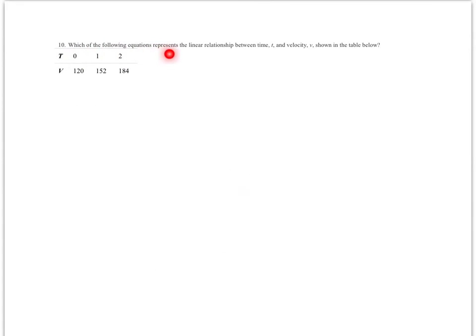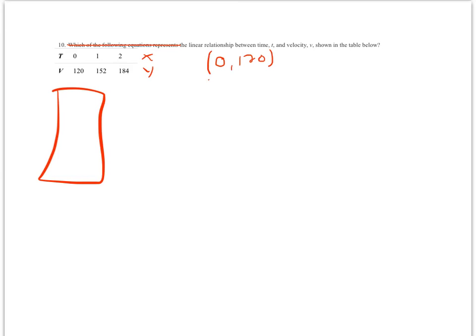Which of the following equations represents the linear relationship? There are no equations here because it's multiple choice. What it's really saying is, write a linear relationship between the time t and velocity v shown from the table. So basically we could say these are x values and these are y values. So we have ordered pairs (0, 120), (1, 152), and (2, 184).